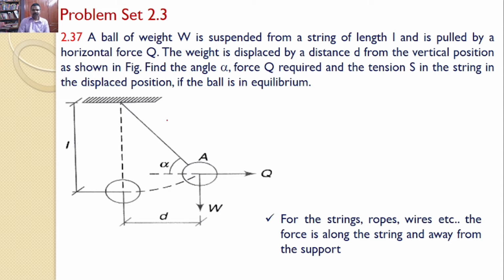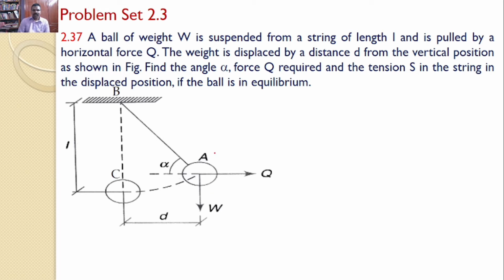Of course, in any system consisting of a string, the developed force is along the string and it is away from the point of observation. With this information, let us go to the solution of this problem. We are putting some names here. Let this point be B and let this point be C. The length of the rope is L.